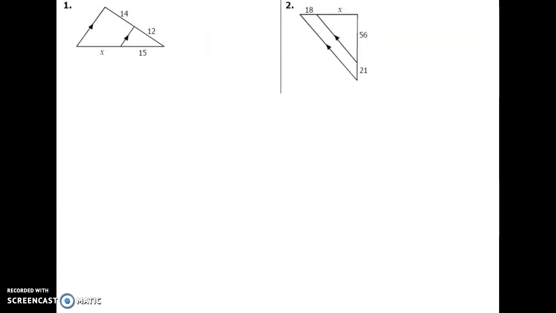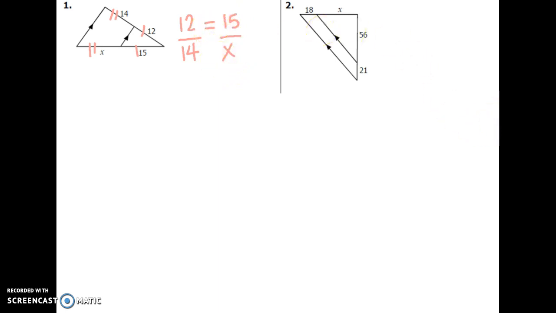So let's take a look at how we would solve some of these problems. So again, remember this side, and this side, and these two, and these two. So the way we're going to set that up will be, we know that 12 will be equal to 15 divided by, we went with 12 first, so we're going to go with 14 first, and then we are going to go over x. So there we have it, 12 over 14 is going to be equal to 15 over x.